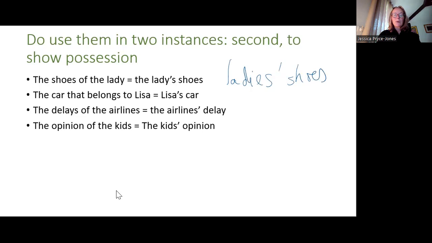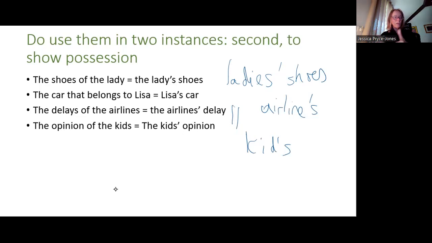But then we've got two plural examples here. So the delays of the airlines goes to the airlines' delay. If it was one airline, it would be airline's delay. If it was one kid's opinion, it would be the kid's opinion. Okay, so when it's singular, just one person you're talking about, the apostrophe goes before. And when something's belonging to lots of people, it goes after the S.